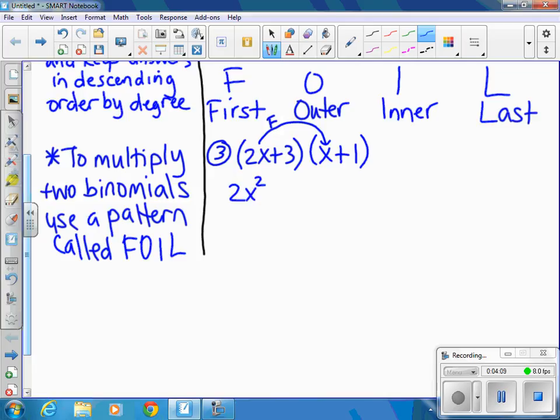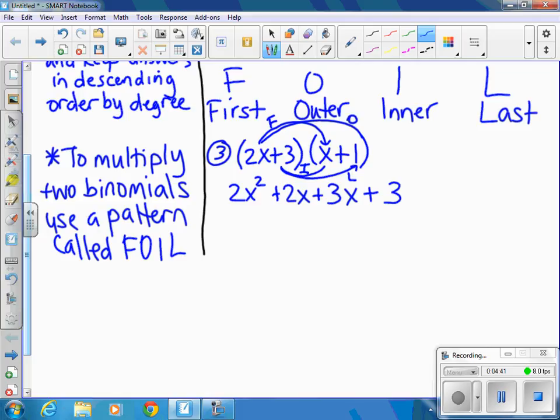Now to get my outer, that would be the two end pieces of your binomials, your outside pieces. So that would be the 2x and the 1. So that would be my O. 2x times 1 is positive 2x. Then I want to do the inner, which would be the two innermost pieces. That's positive 3 and x. So there's my I. 3 times x is going to be positive 3x. And then last will be the last term in each binomial, which would be the positive 3 times the positive 1, and that would be my L. So 3 times 1 is positive 3.